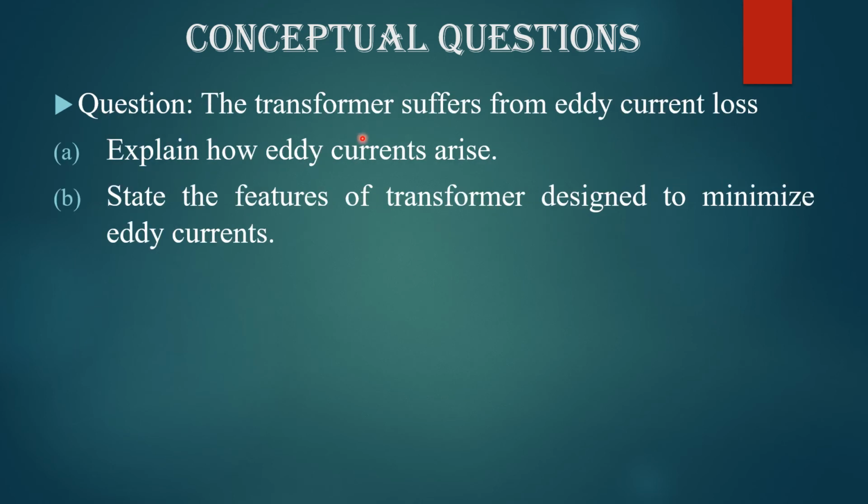Question: the transformer suffers from eddy current loss. Explain how eddy currents arise. State the features of a transformer designed to minimize eddy currents. We have discussed this question in a previous lecture, lecture number 6, electromagnetic induction. Go through that lecture for the explanation of this question.